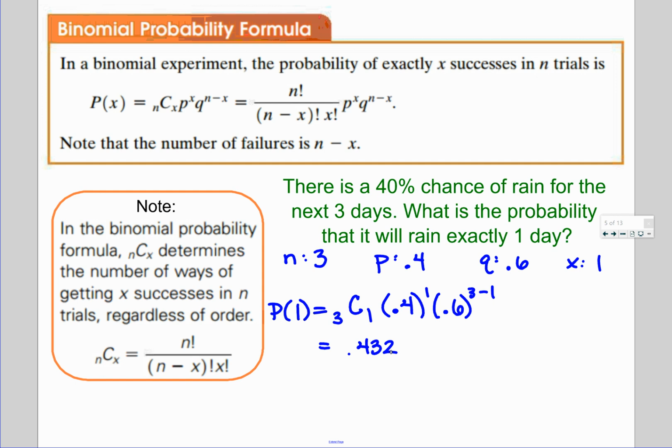Okay. So that is our binomial formula. Questions on the formula?